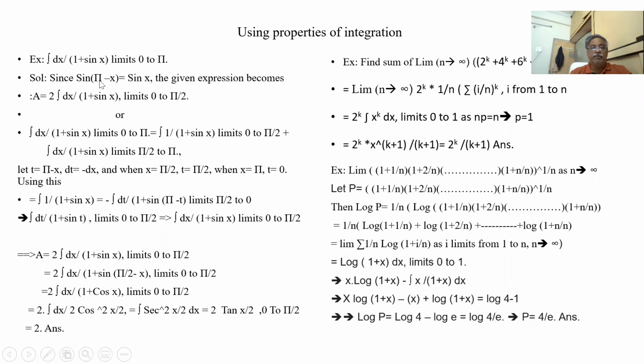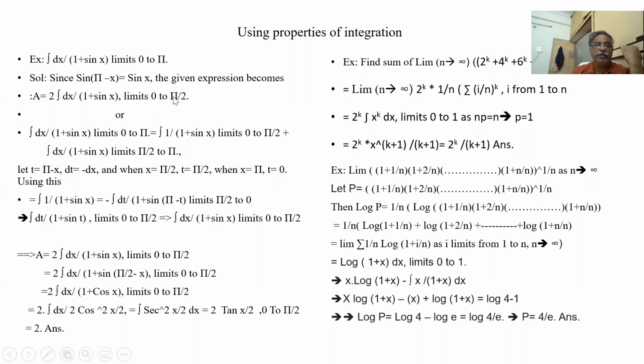If sine of pi minus x is sin x, I can use this property. If I simply used the p plus q minus x formula, for 0 to pi, dx by 1 plus sine of pi minus x is equal to sin x, so there is no use of changing with that property. So we have to use the other property, that sine of pi minus x is sin x. I'm getting 2 into integral dx by 1 plus sin x, limits 0 to pi by 2.